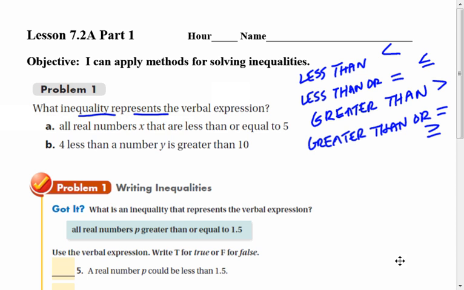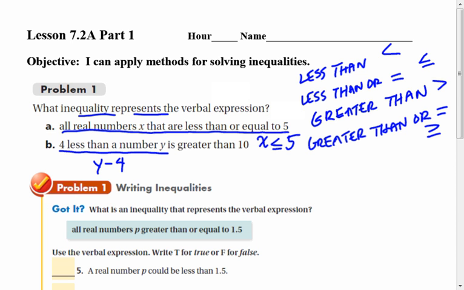So for this first one, it says all real numbers x that are less than or equal to 5. So what that's saying is numbers like 4, 3, 2, 1, etc. And the way we show that is we just say x is less than, put a line under it, or equal to 5. The second part says 4 less than a number y. Well, that's this expression. y minus 4 is greater than 10, not equal to 10, just greater than 10. And the greater than sign points to the right, and 10 like that.